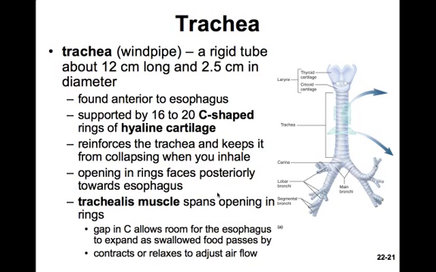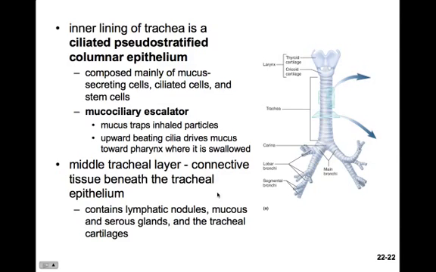The opening in the C-shaped ring faces posteriorly towards the esophagus, and the edges of the ring are bound to each other by the trachealis muscle. This gap in the C allows room for the esophagus to expand while we swallow food and it passes by. It can also contract or relax to adjust the airflow into the lungs.